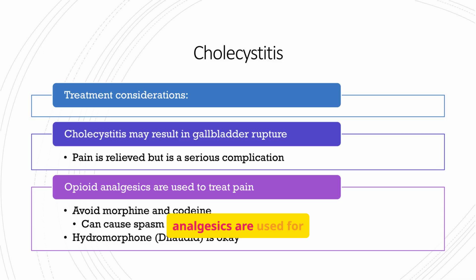Opioid analgesics are used for pain management, but morphine and codeine should be avoided as they can cause spasm of the sphincter of Oddi. Hydromorphone (Dilaudid) is a better choice.